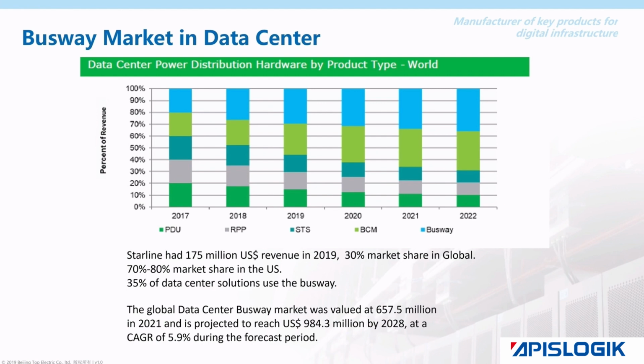The busway market of data center has a total of $660 million, and China is about $60 million, accounting for 12%. PDI and Starline can account for 50% of the share, which is quite concentrated. 35% of the solutions use small bus bars.